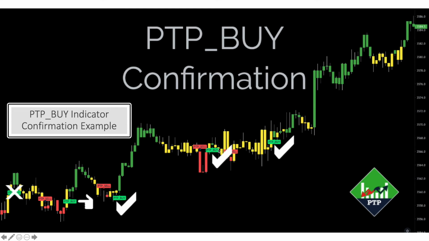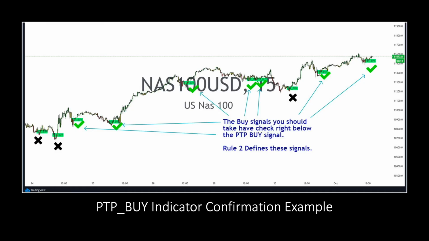The fourth and the fifth PTP buy signals are confirmed buy signals because they are higher than the previous buy signals. This example has 10 PTP buy signals. 7 out of the 10 are confirmed. Also, this would be considered a bullish market.